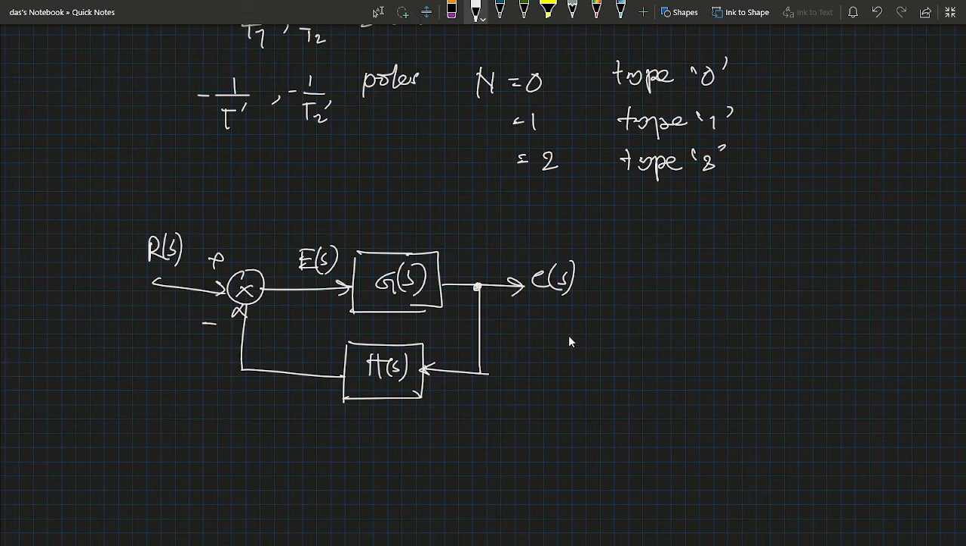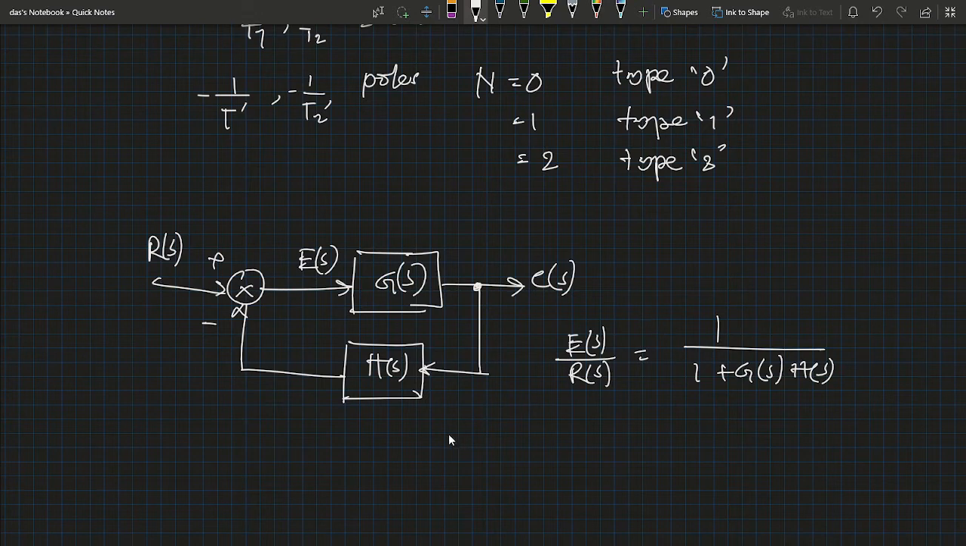Now we already know from this block diagram that the expression of E(s) by R(s) is basically 1 divided by 1 plus G(s) into H(s), as you saw in the previous video. So what is the value of E(s)? E(s) is basically R(s) divided by 1 plus G(s) into H(s).